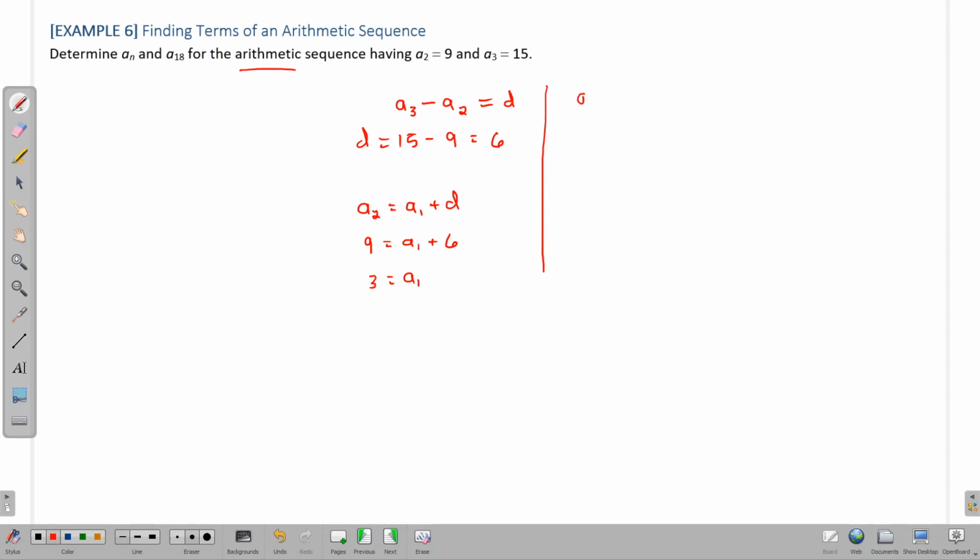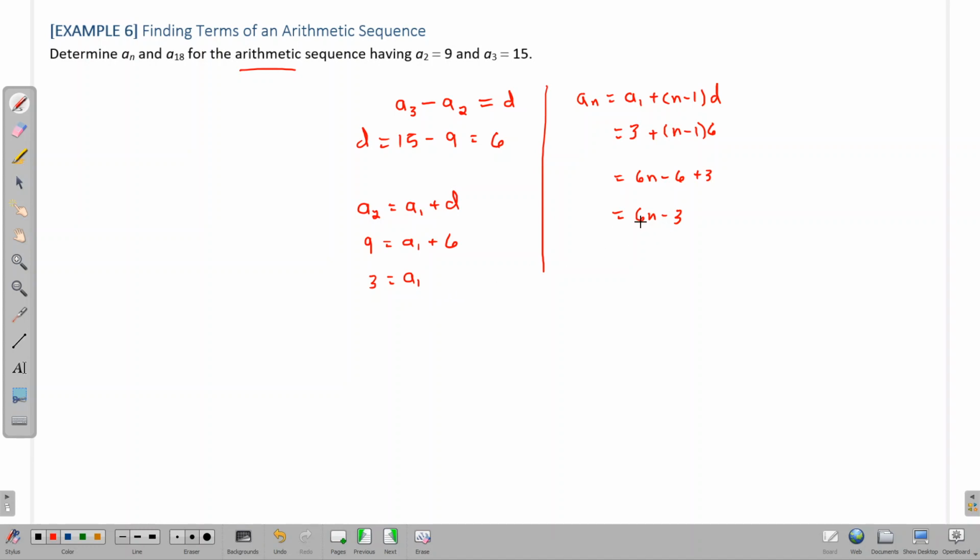So we can plug all of that into the explicit formula, which was A sub n equals A1 plus n minus 1 times D. All right, so A1 was 3. Leave n as a variable again. D was 6, and simplify. So this is going to give us 6n minus 6 plus 3, which is 6n minus 3.